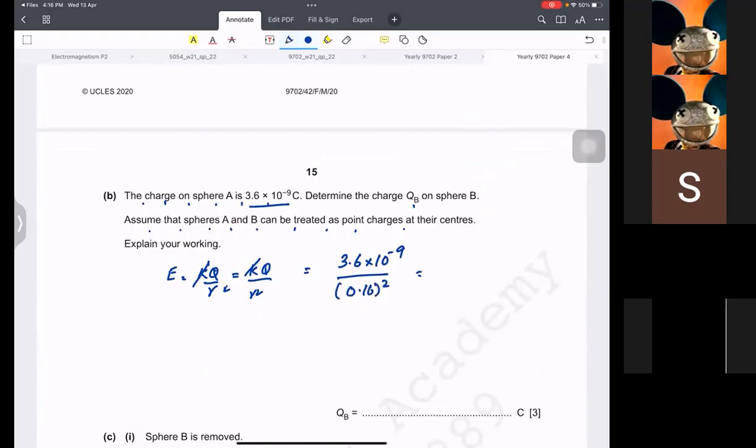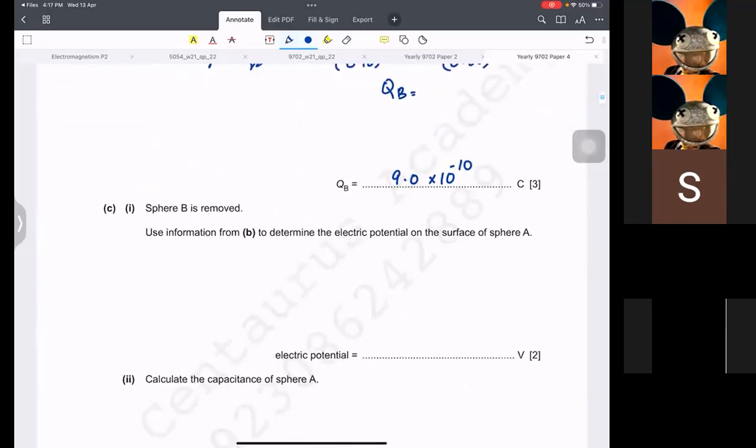And then this will be QB divided by 0.08. Okay, can you please tell me the answer? 9 times 10 power minus 10. 9.0 times 10 raised to minus 10. Please do not forget this.